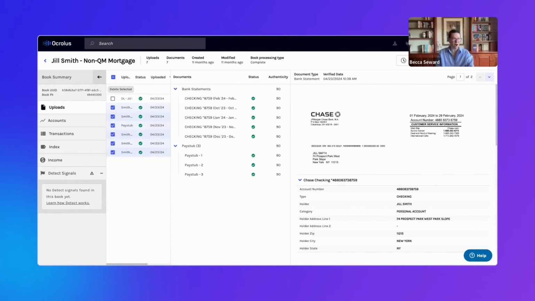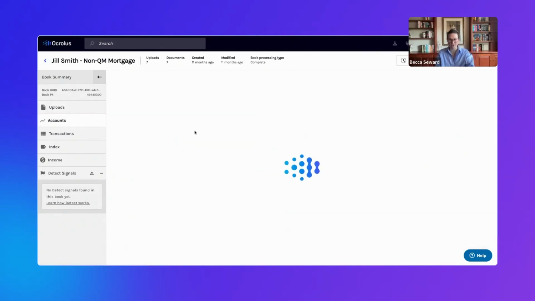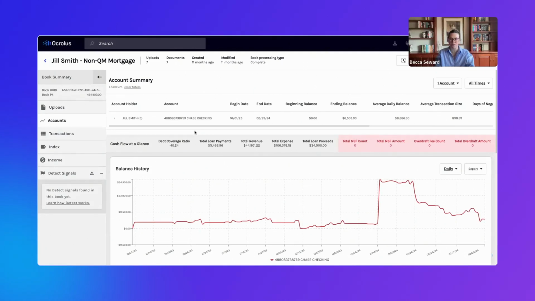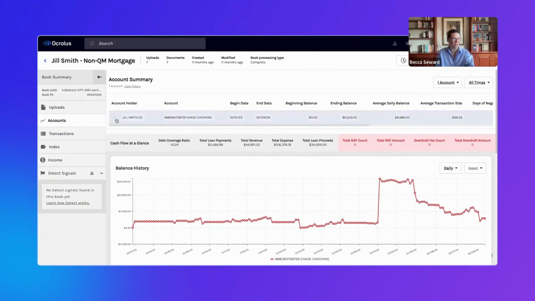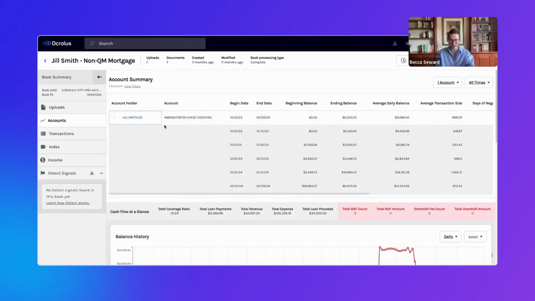When operating the bank statement income calculator, you'll first start by creating a book in our Ocrolus dashboard and uploading a handful of bank statements and perhaps other form types that you need to underwrite this loan file. Here I have already a list of bank statements that I've uploaded and a handful of pay stubs as well. To start, you're going to want to navigate to the account summary tab. This will give you a quick list of insights that will give you a sense of the borrower's cash flow at a glance. So I have for Jill Smith 5 different bank statements.